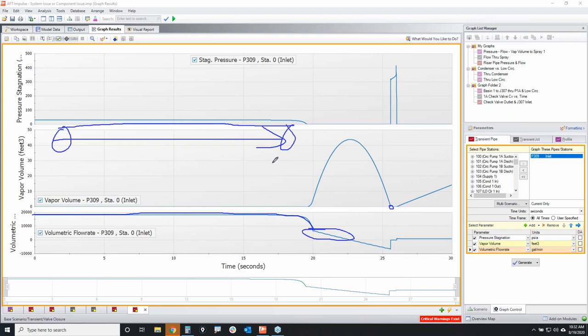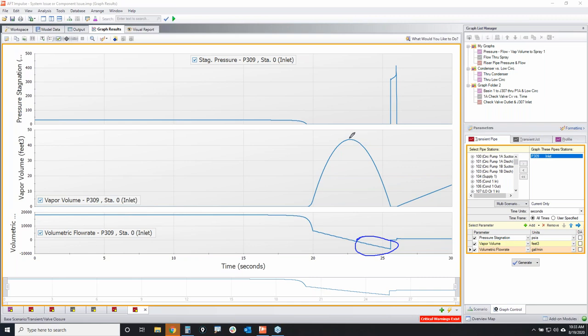If this is a pipe right here, your flow is still traveling down your pipe, but then you get to a point where you're at zero and then you start to have reverse flow. That's what's causing this vapor volume to start shrinking again. So once you begin to have reverse flow, then you're going to have that vapor volume shrink, and that's when it collapses on itself. Now, here's the thing.